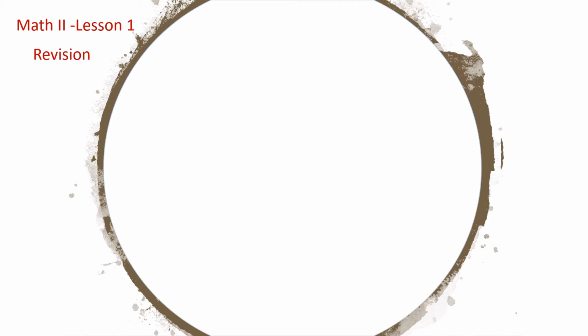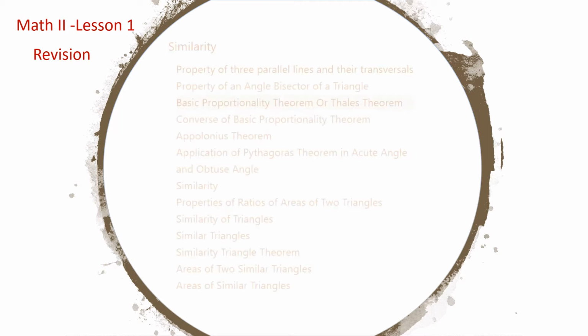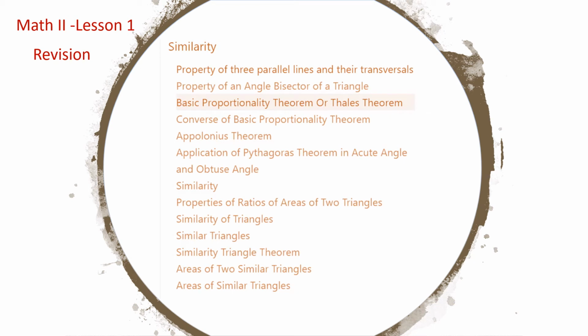The confidence comes when you are thorough with the topics. And this is a revision on lesson number 1, Similarity, of your Maths Part 2. You studied about the property of three parallel lines and their transversal. You should remember that. Property of an angle bisector of a triangle. Basic proportionality theorem or Thales theorem. Converse of basic proportionality theorem.